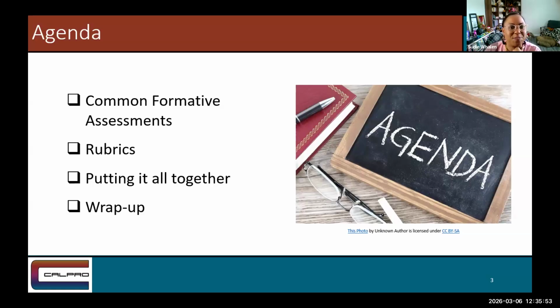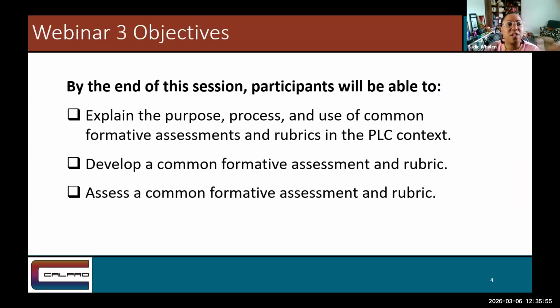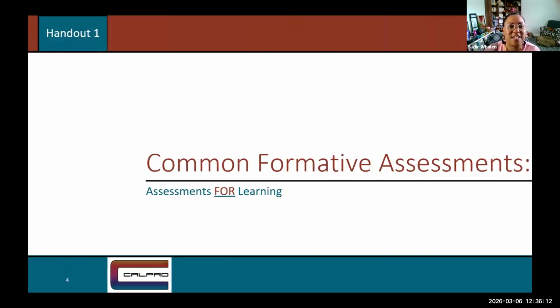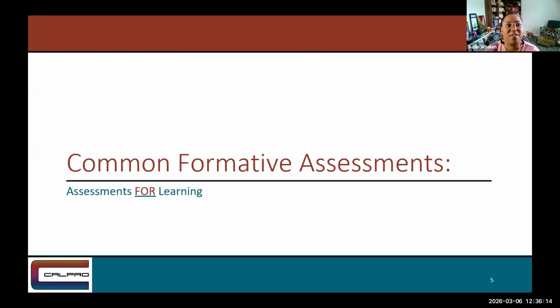in an activity later. By the end of the session, we're really hoping that you'll be able to explain the purpose, process, and use of common formative assessments within the PLC context, develop a common formative assessment and a rubric, and then assess your common formative assessment and rubric later on today. All right, so I'm going to turn it over to Karen, and she's going to get us started with common formative assessments.